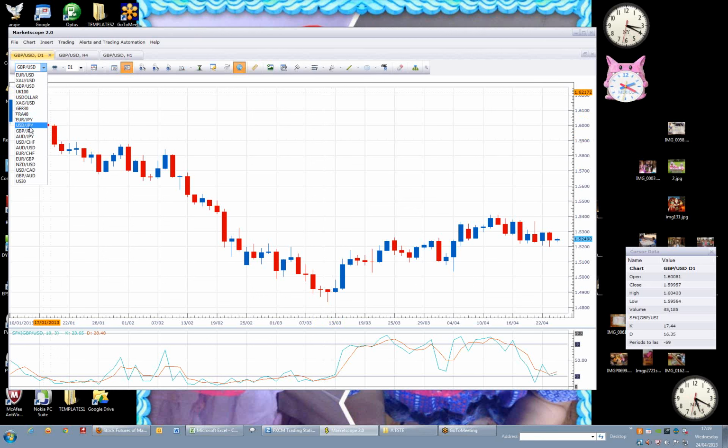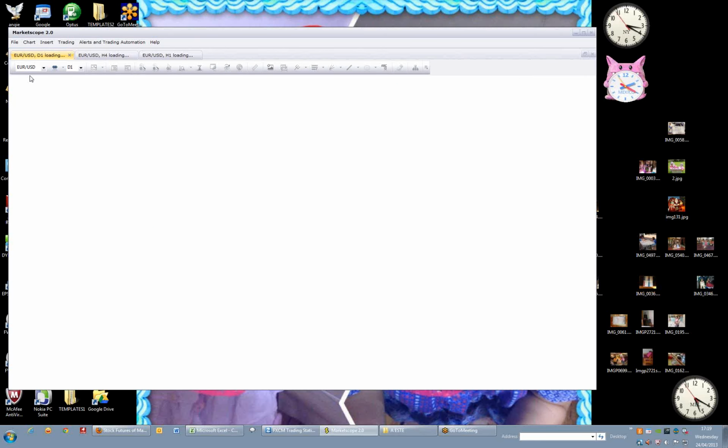And another one is Euro US dollar on a daily. There's a potential to go long there, but we still need to wait for the third candle to confirm, and that becomes a doji. That's it. 1, 2, 3. All right.